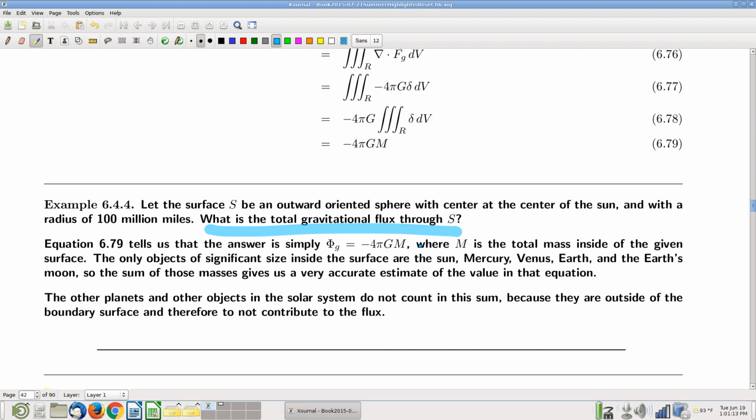Right. And that's pretty much all the mass inside of that surface. So all you have to do is add up those masses. The sum of those masses is m, and flux is computed by this simple formula there. So it turns out to be a really easy question. You want to compute flux of a gravitational field? Just count the mass inside of your surface and multiply by negative 4 pi g.